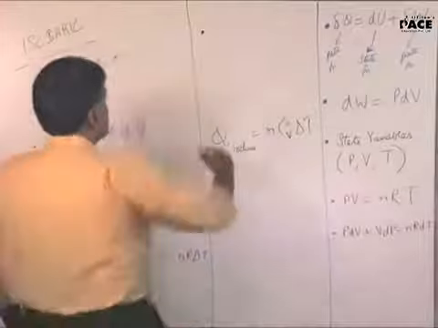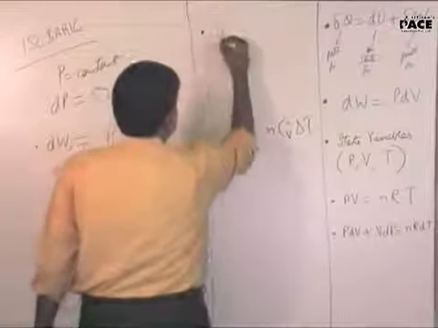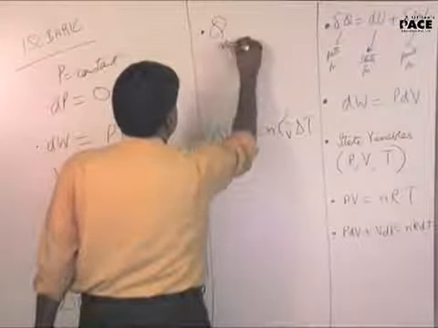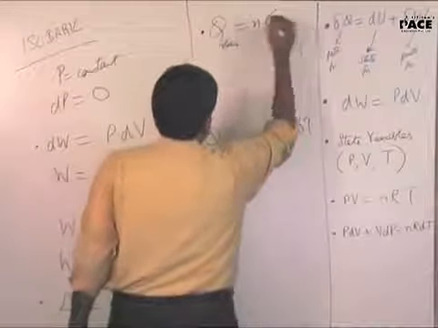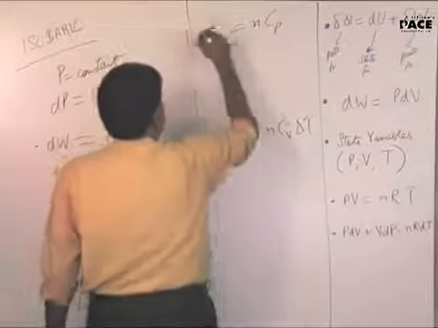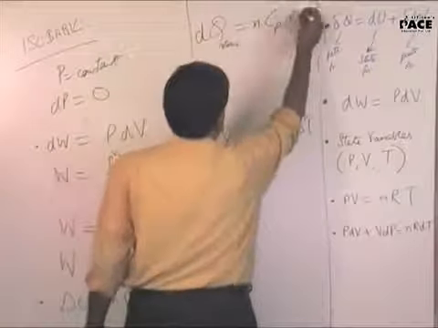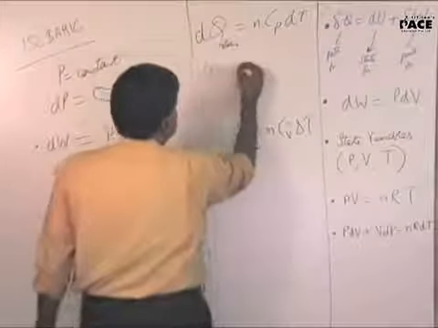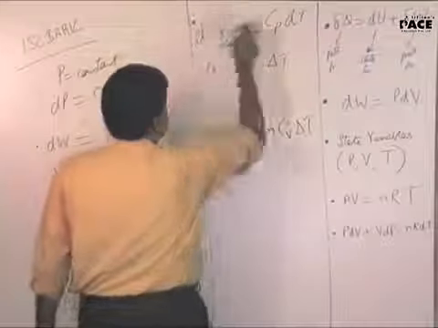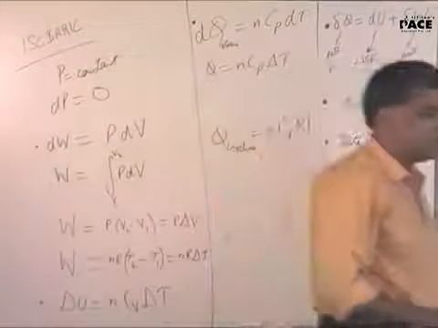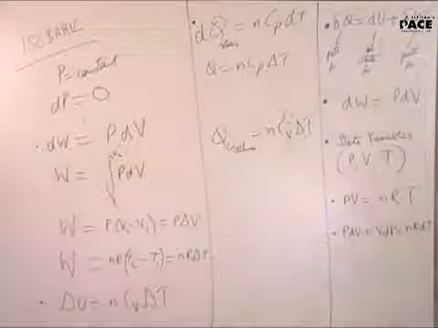Similarly, what will you write Q isobaric as? nCp delta T. That's right. You can write it like that, or as nCp dT, or Q equals nCp delta T. I'm writing both. Sometimes we use the differential form or the complete form. Then we have got our Q.